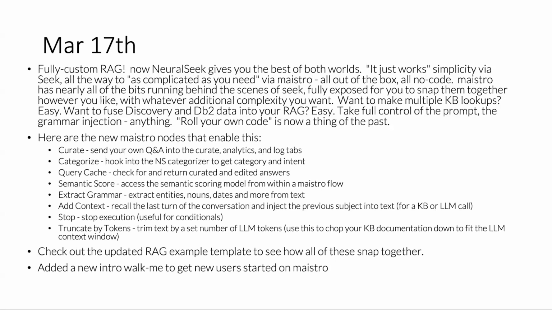And that'll be the webinar coming up next month, but we'll talk a little bit about how that's done here. A bunch of new nodes came out in mAIstro around this. So things like curate, categorize, query cache. All of these, again, are pieces that we expose from the underlying Seek process so that you can use them both in custom RAG, and these may be useful to you for other things as well.